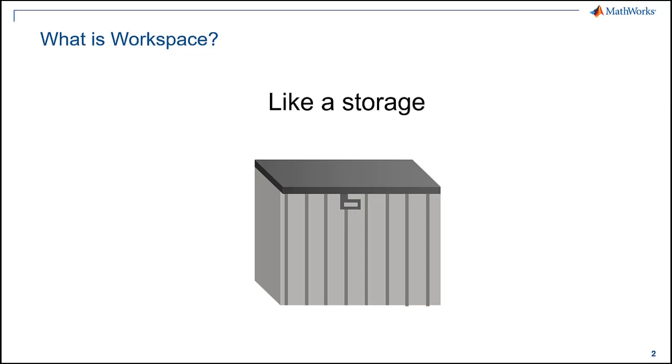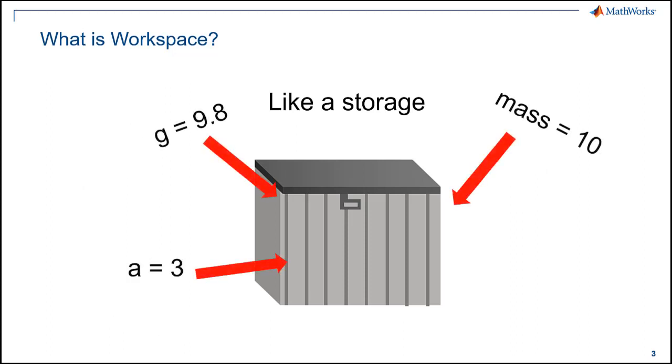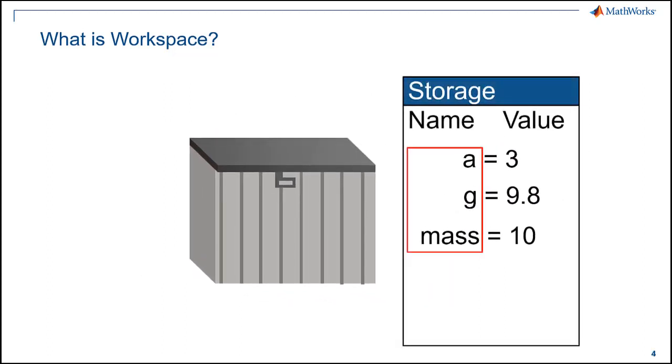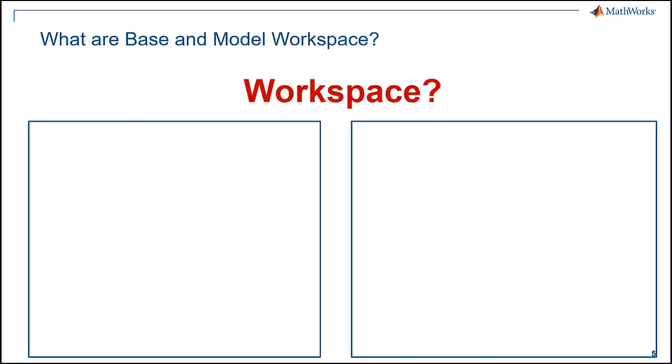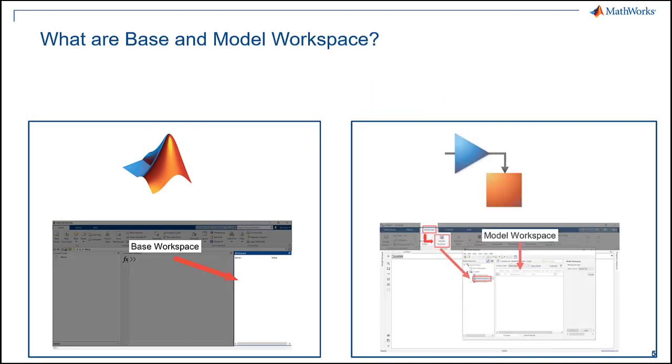Let's say when you are taking care of your garden, you need to use some items from the storage. You can store and use items such as hammers and shovels and nails. For workspace, we put variable names and values instead of items, and you can reuse these values by calling the name of variables. We have two types of workspace. First one is called base workspace, and the variables are stored in MATLAB. And the other one is called model workspace. The variables are stored in Simulink.